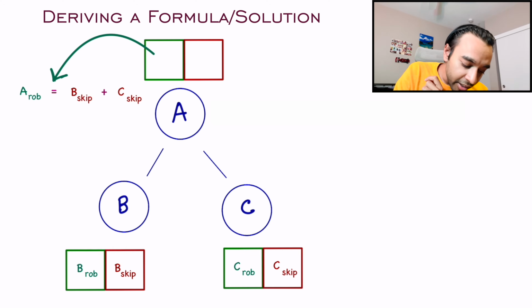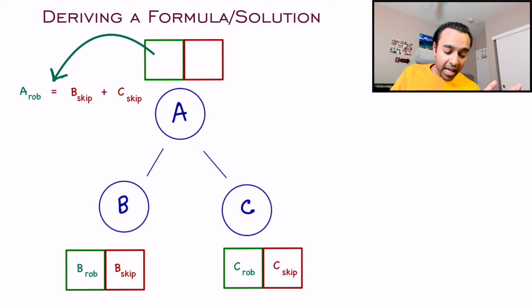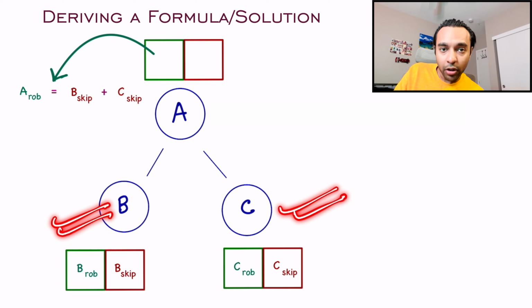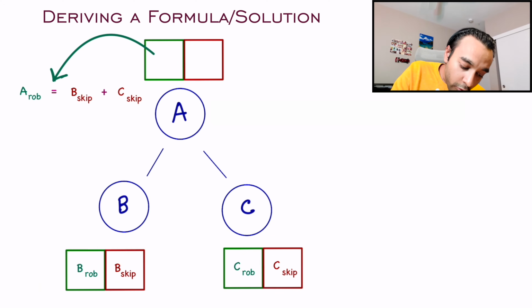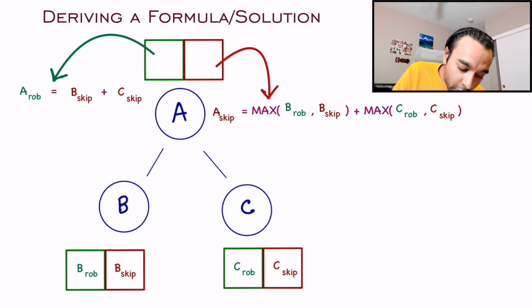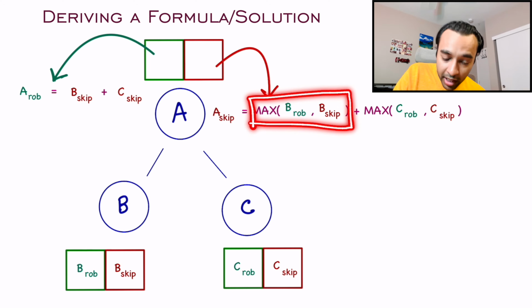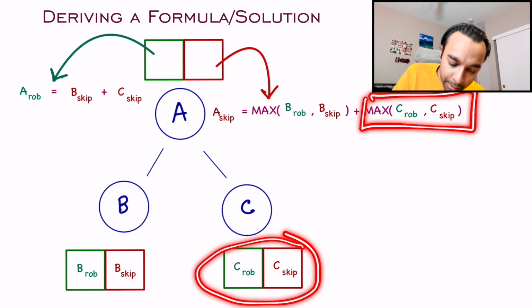And similarly, if I decide that, okay, I do not want to rob A, then I have a lot of choices. I can choose if I want to rob B or not. I can choose if I want to rob C or not. I will choose the maximum of these values, right? So if I do not rob A, I will take the maximum of either robbing B or skipping B, plus I will take the maximum of either robbing C or skipping C.